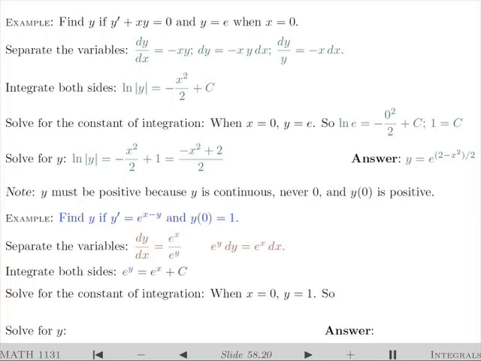When x is 0, y is 1, so we can find the constant of integration by plugging those numbers in. I get e to the 1 equals e to the 0 plus c. E to the 0 is 1, so the equation says e equals 1 plus c. So c is e minus 1. Put this back in the previous step. Plug this in here for c. We get e to the y equals e to the x plus e minus 1.